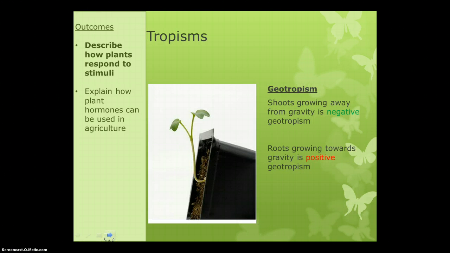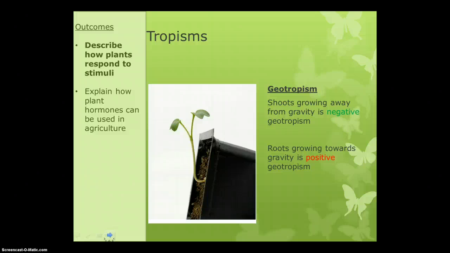Now, the other type of tropism is geotropism, and in this one, the shoots grow away from gravity. So geo implying gravity here. So that would be a negative geotropism for the shoots, but the roots grow towards the source of gravity, so they grow down. So we call that positive geotropism. So again, the positive and negative tells you if it's going towards or away from.